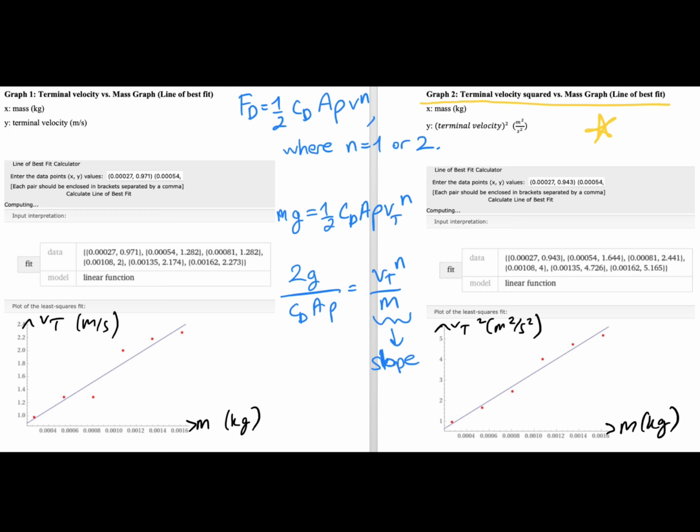And we know that at terminal velocity, acceleration, and thus the net force, is 0. So we can say that the gravity on the falling object, mg, is equal to the force of drag. So from this equation, if the slope is constant, we have the right n value and the right model. Graph 2 in this case, where n equals 2, is a slightly better model.